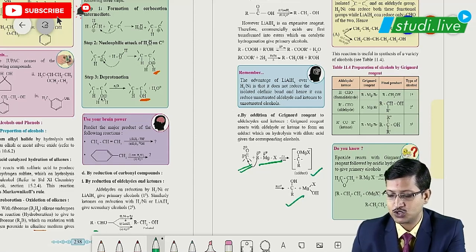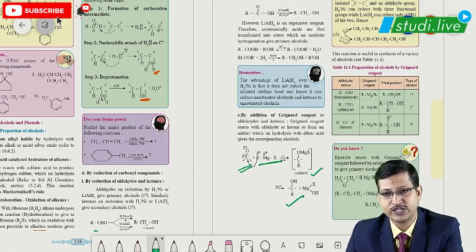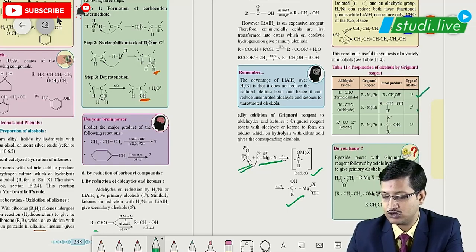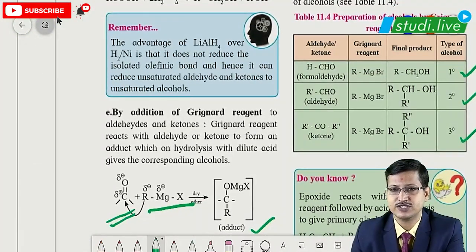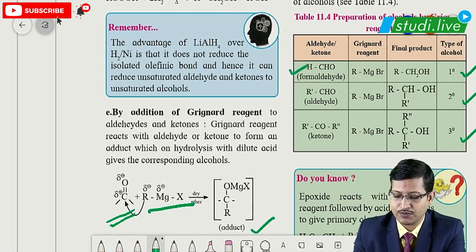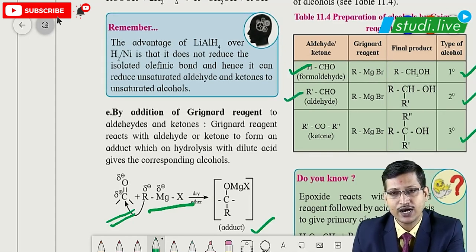Now the most important thing to understand over here is what different types of alcohols are formed. You will get the formation of primary alcohols, secondary alcohols and tertiary alcohols. If you start with formaldehyde, then you will get primary alcohols. If you start with an aldehyde other than formaldehyde, then you will get secondary alcohols, and if you take ketones, then you will get the formation of tertiary alcohols.